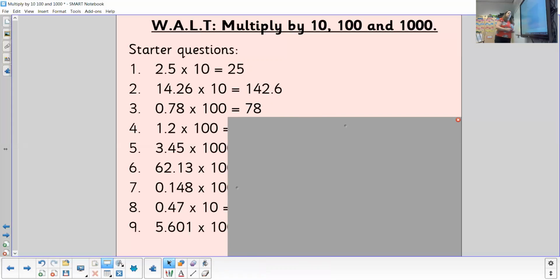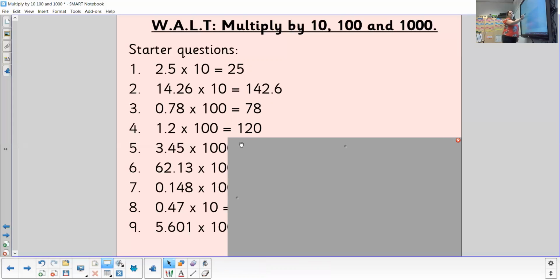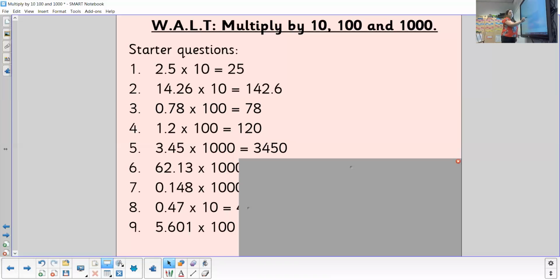Number 4, 1.2 times 100. So again, we're moving 2 places. So we would get 120. This time we do need the 0 in, so we can't just leave it blank. This one, we're up to 3.45 times 1,000. As you can see, there are 3 zeros. We're moving 3 places. Your answer would be 3,450, which makes sense. If you had 3 lots of 1,000, it'd be 3,000. So it makes sense. It is 3,000 something.